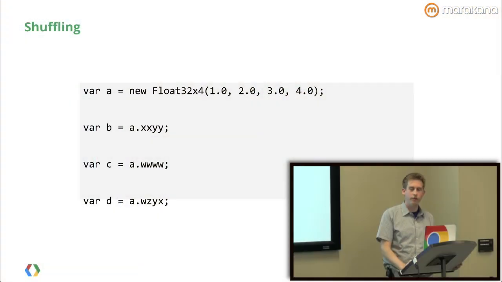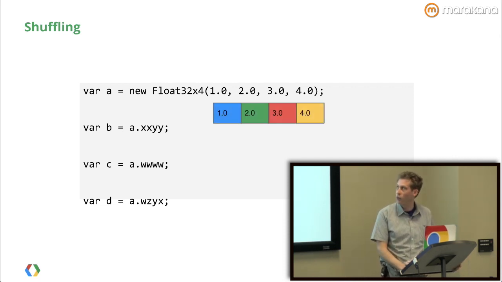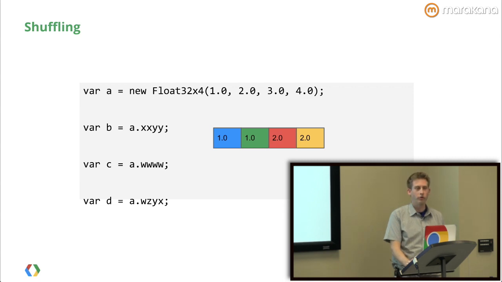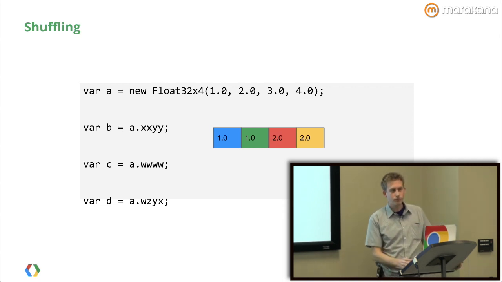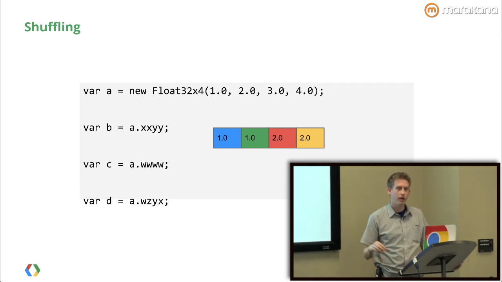So let's look at shuffling. We have these lanes, right? And we want to be able to reorder the entries inside the lanes. And if you've done any WebGL programming, you're familiar with GLSL's shuffle syntax. Well, we have that in Dart, so it's really nice. So first we have our 1, 2, 3, 4 vector, and then we want to assign B to be x, x, y, y. And we get 1, 1, 2, 2. So that single line has just reordered these values, and it outputs a very optimal assembly code.